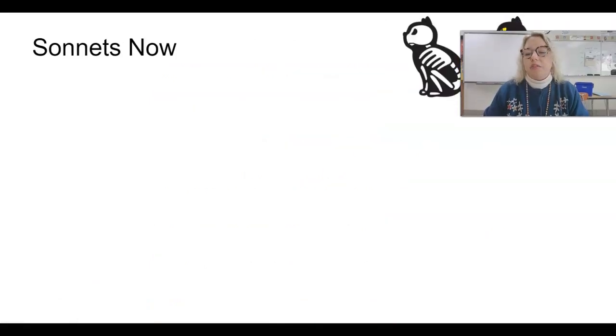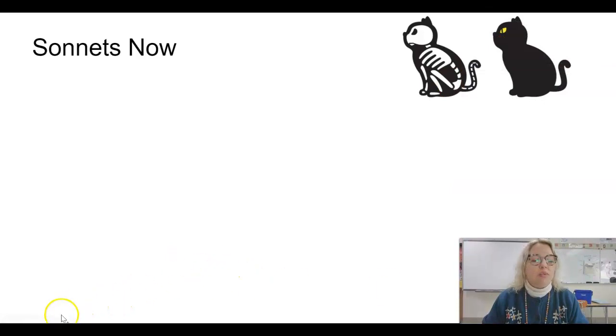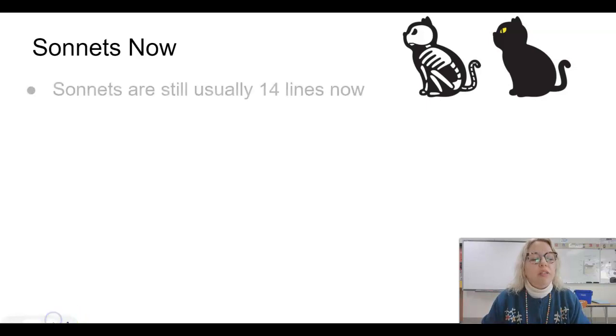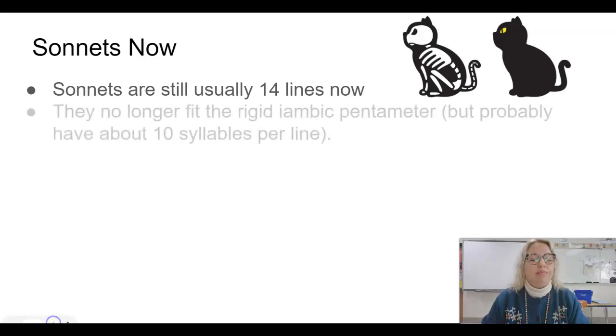Sonnets now are a little different than the old-fashioned kind. Rossetti's was written in the 19th century. How are they different? Well, they generally still have the 14 lines because that's sort of the signal that, hey, we got a sonnet coming.